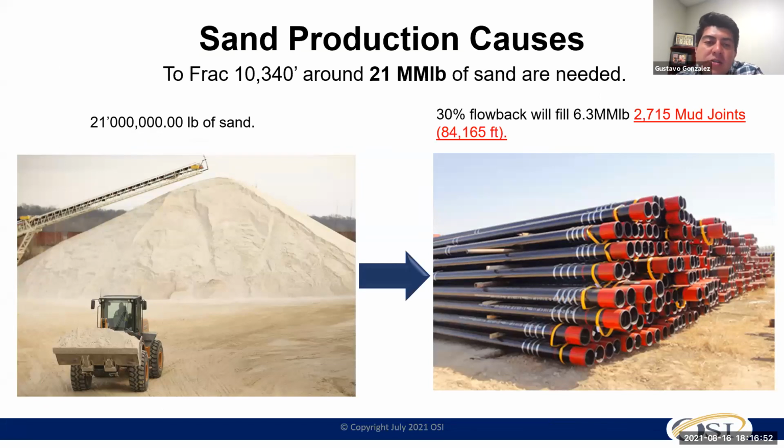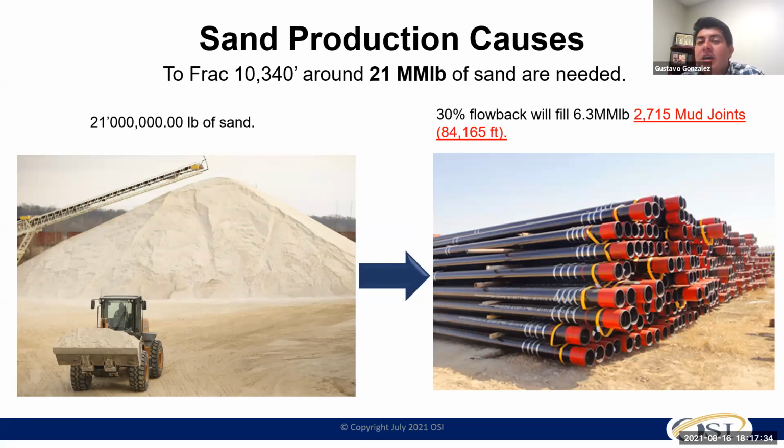So I use this picture just to show us all the amount of sand that we're using. Let's take the numbers to do an easy calculation. If we take just that sand that is coming from the flow back, that 30%, it will be equal to 6.3 million pounds of sand. And if you take that number and divide it by how many joints I need to store 6.3 million pounds of sand, it is going to be equal to 2,715 mud joints.